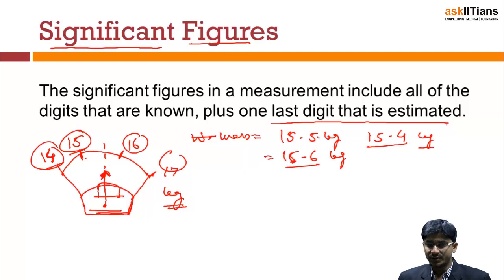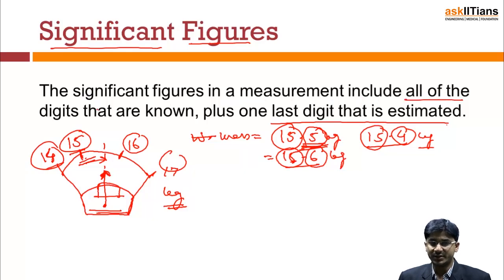So what is the varying reason? Only this part is varying. We are sure this is 15, this is more than 15. So we are confident of this 15. What is varying is this part. Now this significant figure includes all the digits that are known. What is known is 15, plus one last digit that is estimated. This is the last digit that you are estimating. Someone is telling 5, someone is telling 6, someone may say 4. So this is the uncertain digit.